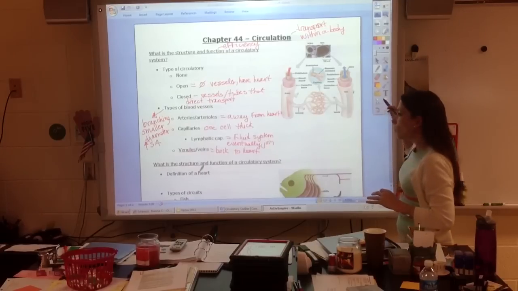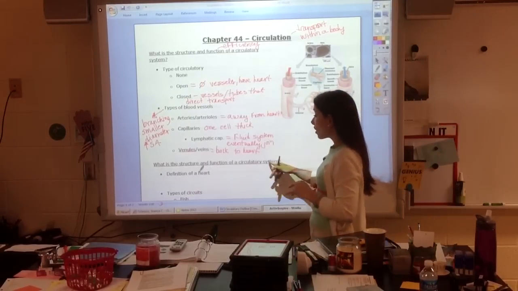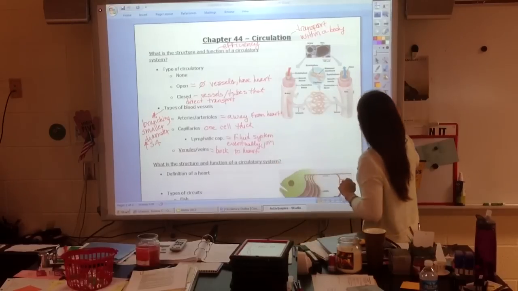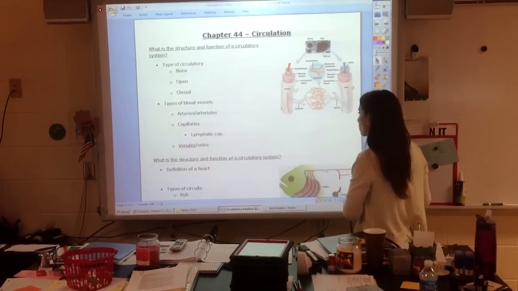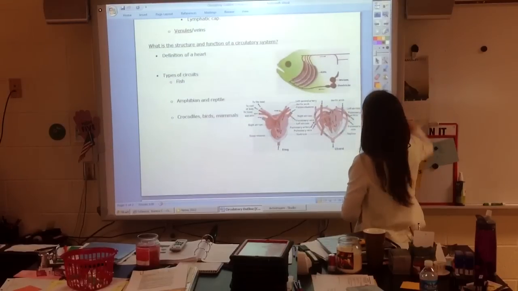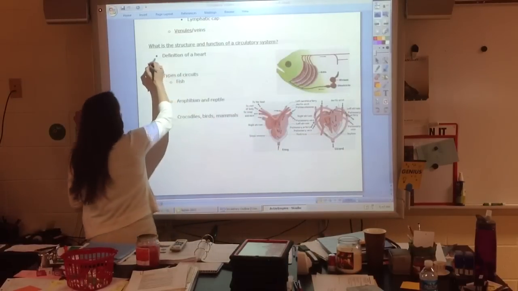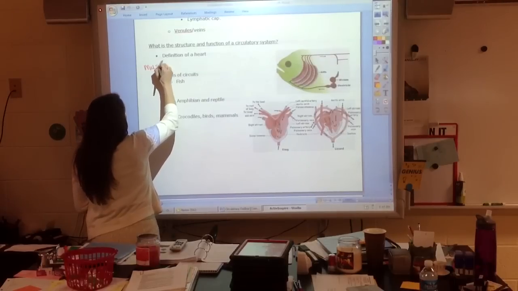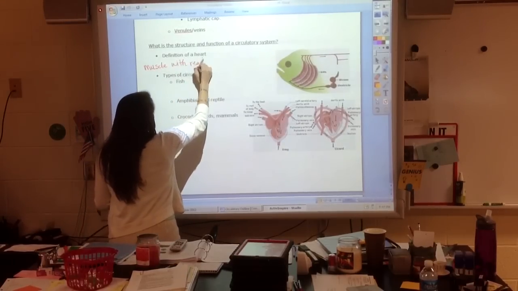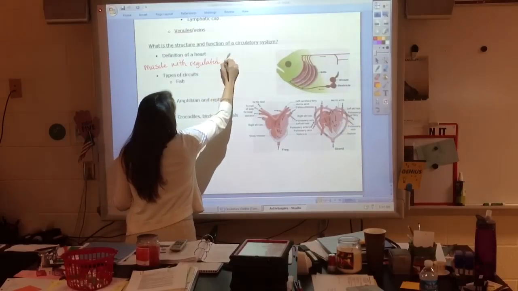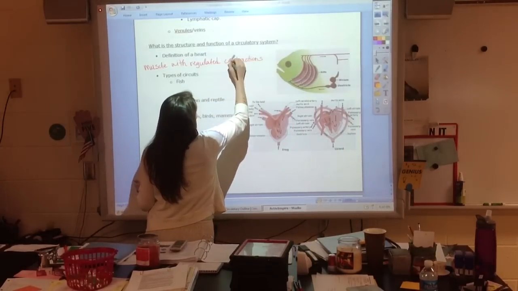Okay, so what we really want to focus on next is actually the structure and function of a heart. So the definition of a heart is going to be a muscle. Now it is going to be made of different proteins than a skeletal muscle, but really a heart is a muscle with regulated contractions to provide force.